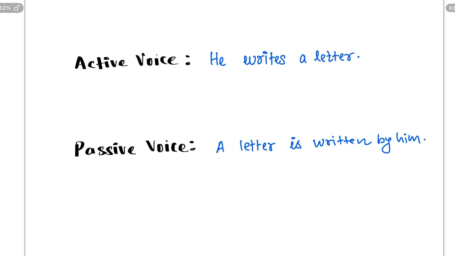So let us see what happens when we change an active voice into passive voice. Here I have taken one example of active voice. He writes a letter. So we have seen here there is a subject, there is a verb, there is an object. And the same sentence is converted into passive voice. A letter is written by him.